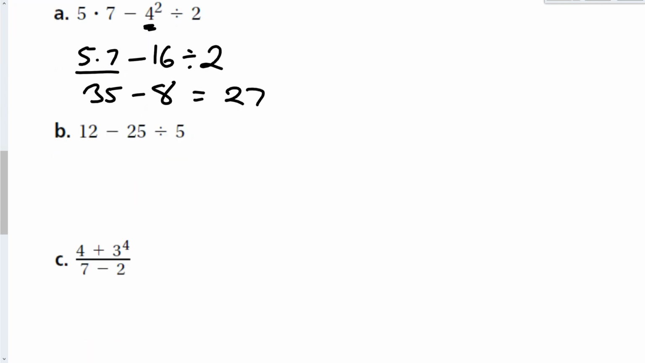In part B, division first, right? Remember PEMDAS. So division before subtraction. So when we try to figure this out, we have 12 minus 25 divided by 5 is 5, and 12 minus 5 gives me 7.